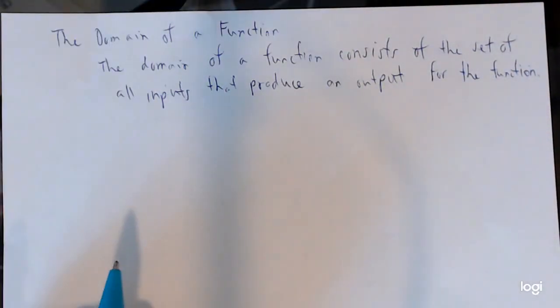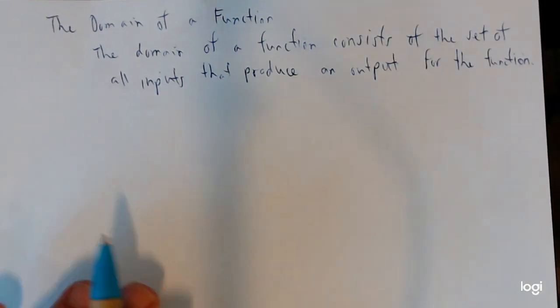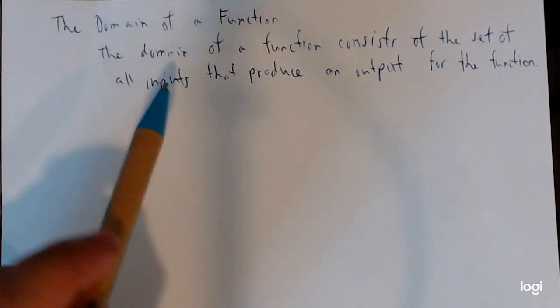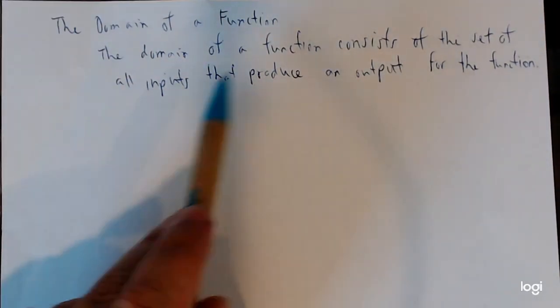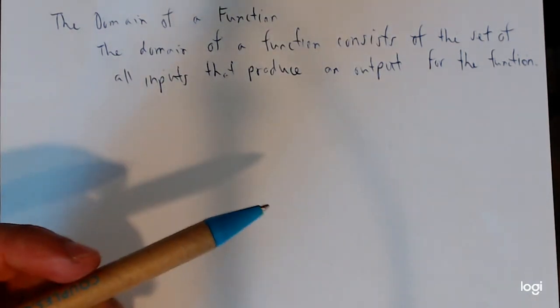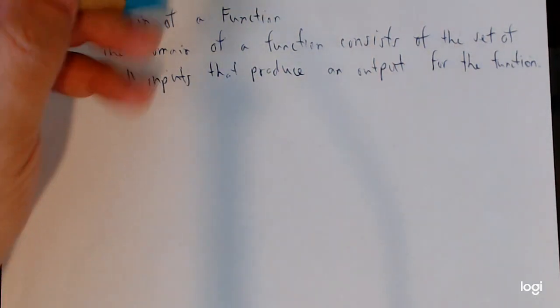Okay, so just keep in mind that if I have a function that we're asked to find a domain, if the input produces an output, then it's a part of the domain. If the input doesn't produce an output, or it gives us an undefined value, then obviously that input is not a part of our domain. So we want all inputs that produce an output.